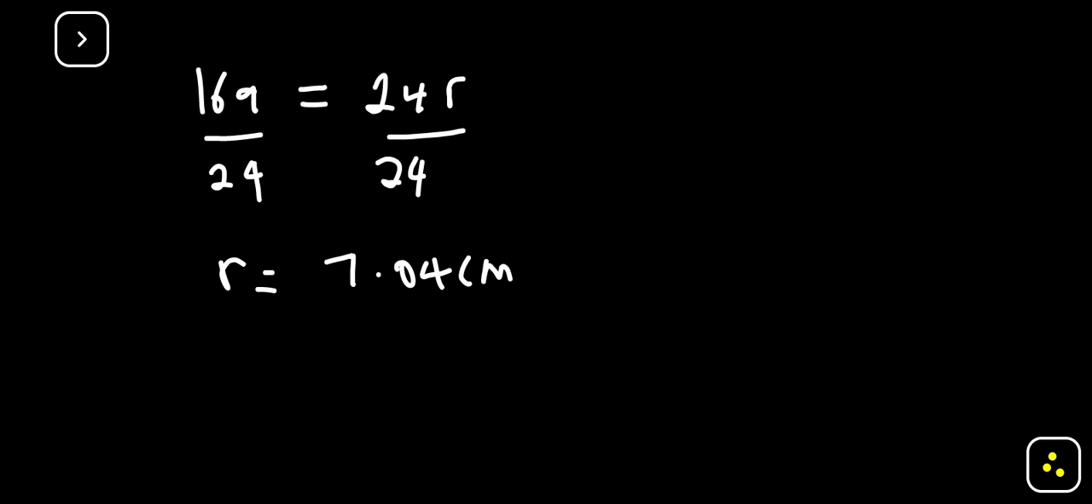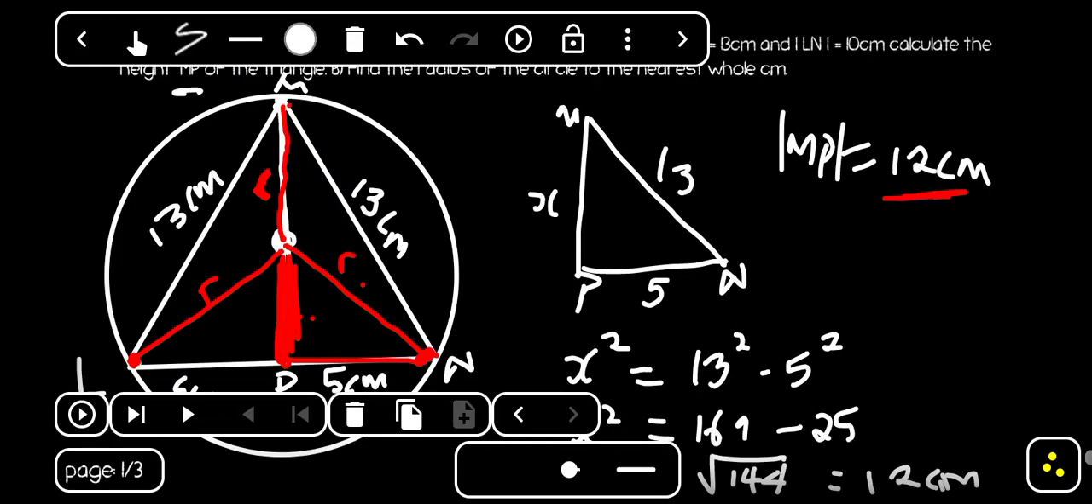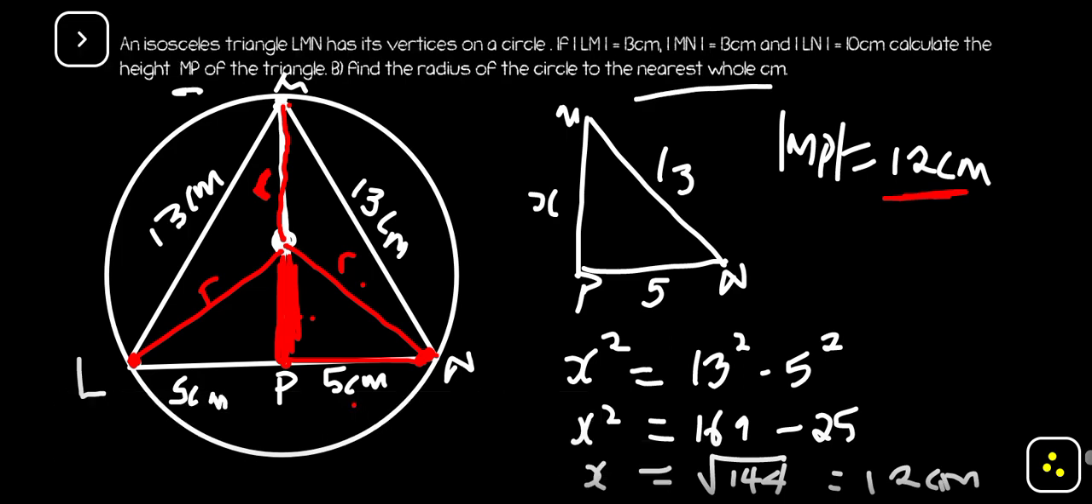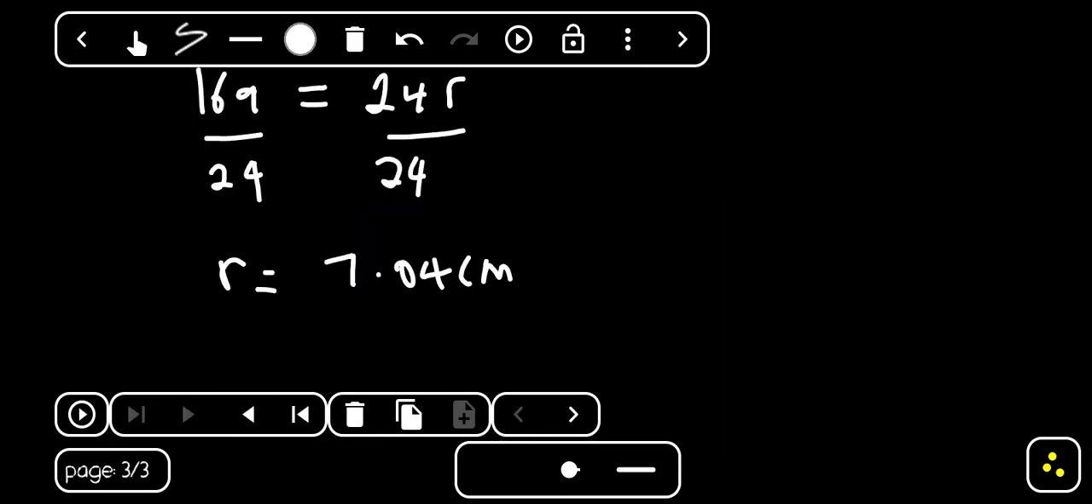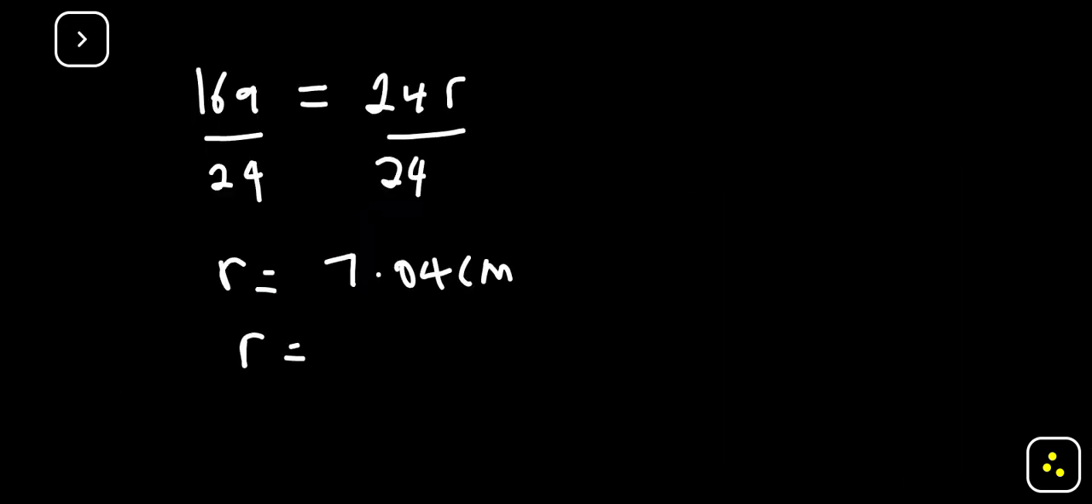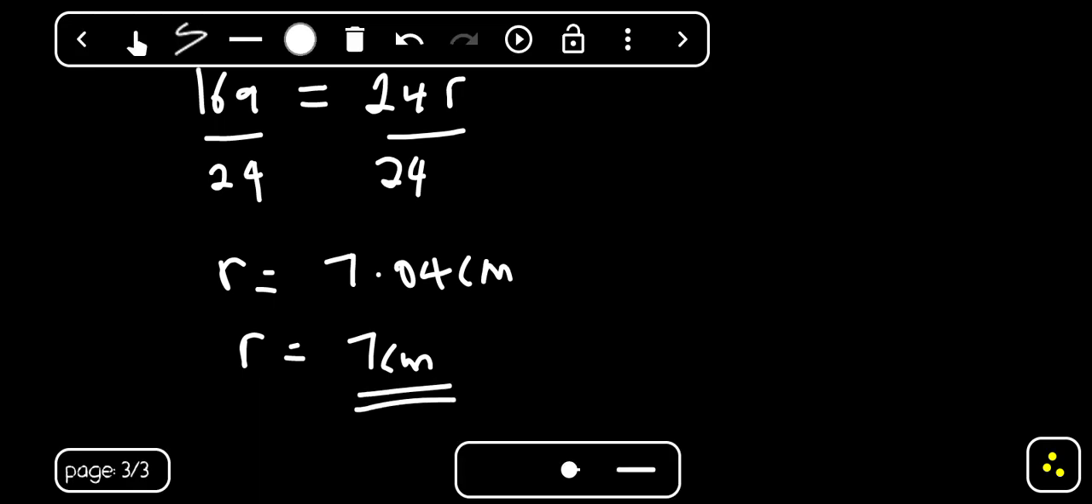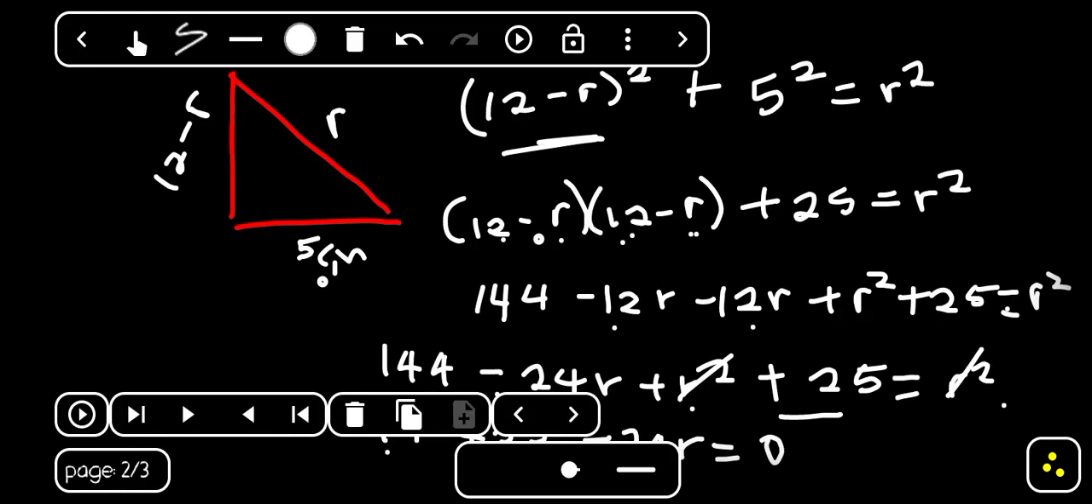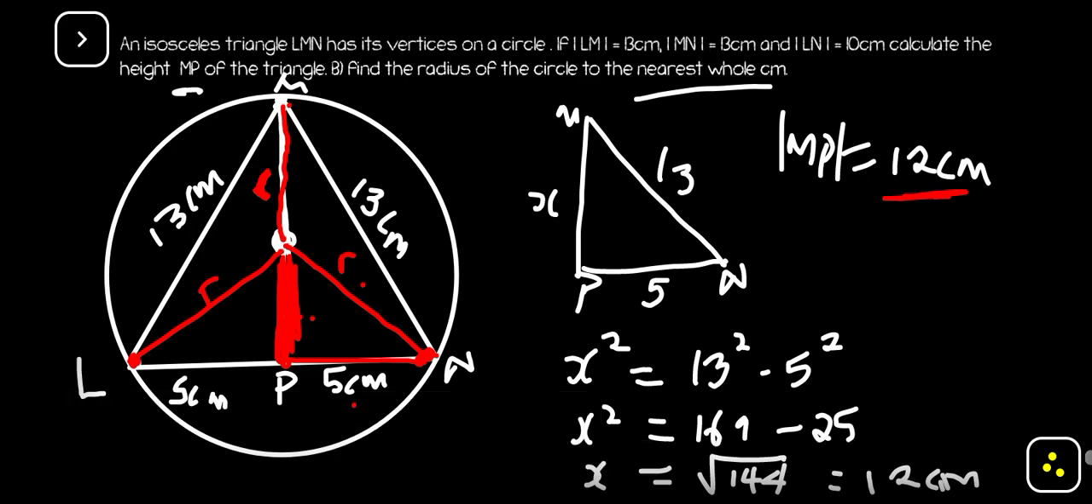So let me just check it out again. 169 divided by 24, I think 7.04 cm. But if you check, they want us to put our answer to the nearest whole centimeter. And so that means our answer is going to be the radius, just 7 cm. And that is the answer. So this is how you solve this question. We got MP as 12, and then we got the radius as 7 cm.